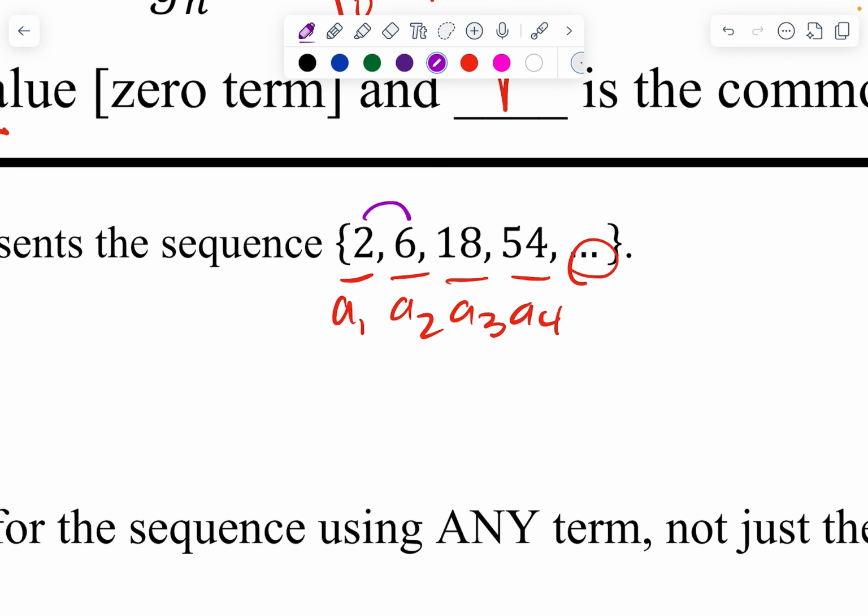But 6 plus 4 isn't 18, that would be 10. So I know for sure it's not arithmetic. Let's see if it's geometric. Now this is how you can tell if it's geometric.